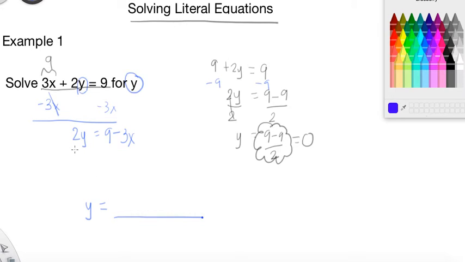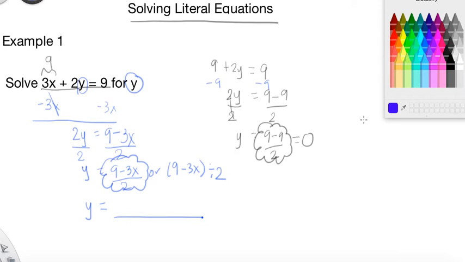In order to get the y by itself, I'm then going to divide by 2. And notice I have to divide the whole thing by 2, just like I did over here. And that gives us y equals 9 minus 3x all over 2. We could also write this like this: 9 minus 3x, that's the group on top, divided by 2. It's the same thing. Normally we would see it like this.